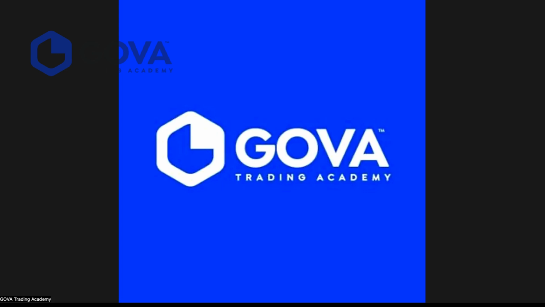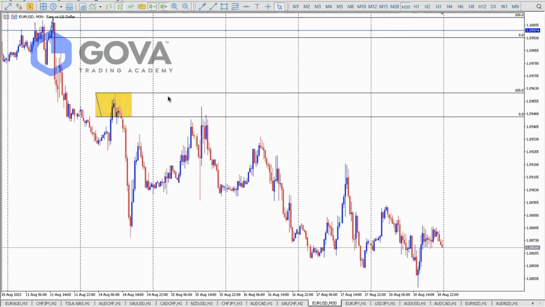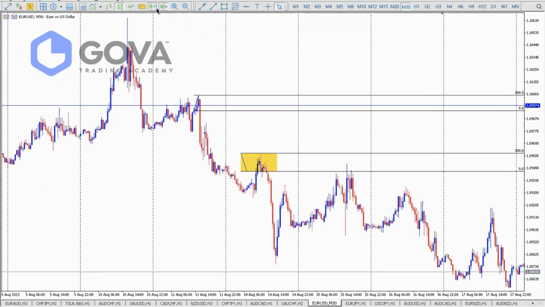So I'm going to continue from where I stopped on Euro USD. Remember I told you that this is the Friday supply candle, a bearish candlestick, which is exactly where I marked. I marked that area out.